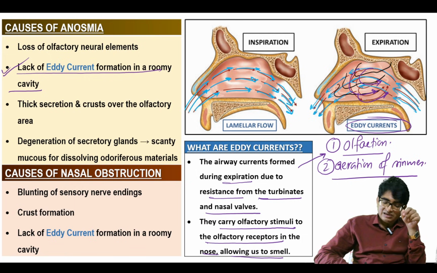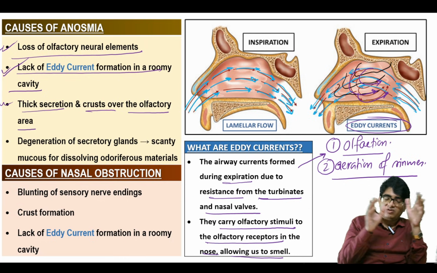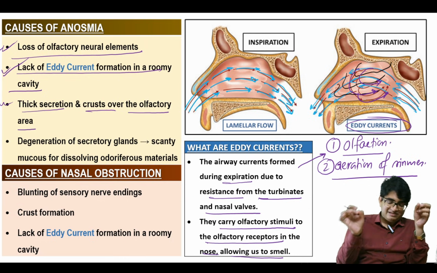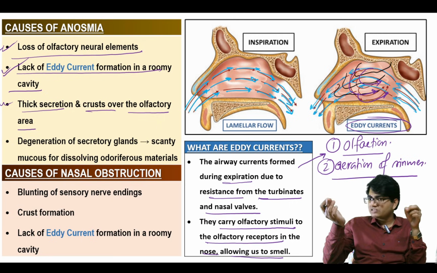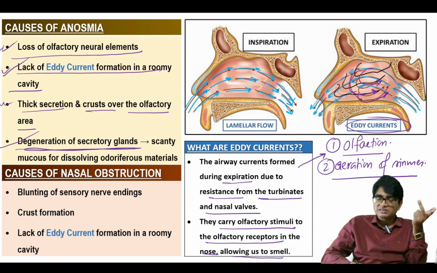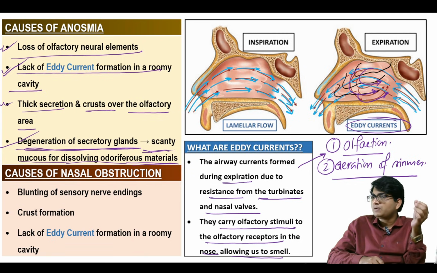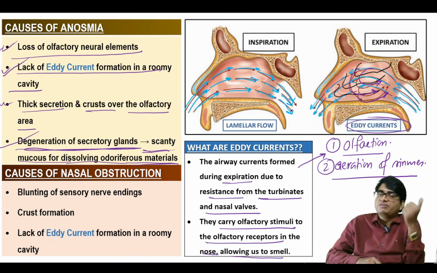Secondly, again, there is loss of olfactory neural elements. There are thick secretions and crusts over the olfactory area. So all these things are there. As well, there is degeneration of secretory glands. You know already, correct? Okay. So if the secretory glands are degenerating, what happens? There is scanty mucus, and that scanty mucus is not sufficient to dissolve odoriferous materials. So that is why odoriferous materials are not being dissolved in proper amount to have olfaction.